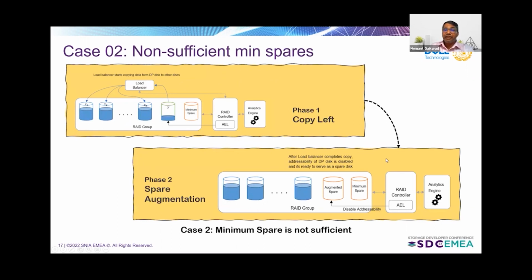This slide depicts the second case, which arises when the RAID group has more disks expected to fail than the min spare count. In this case, some dual purpose disks need to be freed up to be prepped for dealing with possible failures. After getting inputs from the analytics engine, as part of the copy phase, the load balancer is instructed to carry out data transfer from the dual purpose disk to other data disks. Once the data is copied, the AEL disables the user addressability of the dual purpose disk and it becomes a spare disk. This phase is called the spare augmentation.